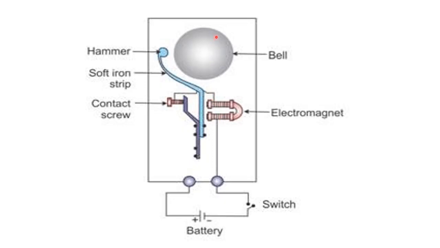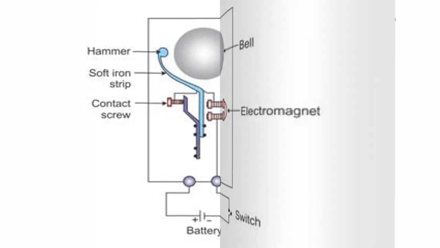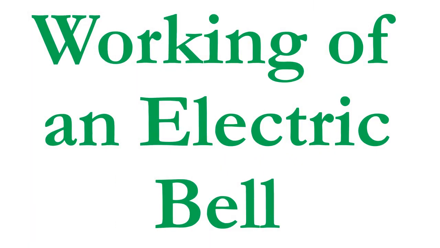Moving on, we can see a big metallic hemisphere. This is the gong. Near to it, there is the hammer. The hammer is attached to the soft iron strip or the armature. And one important component is the contact screw. We just looked at the basic but important components of an electric bell.